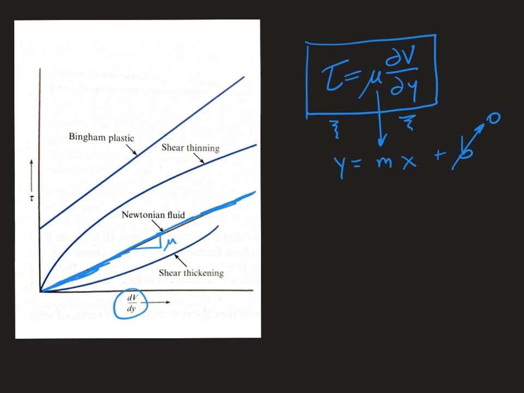Now for the fluids that we work with, we're going to consider them to be kind of ideal, meaning that they are going to be Newtonian, which means that the slope is constant. This is not always the case, as you can see, because there are some other curves written on here. So I'm going to give you an example of a few that are different.